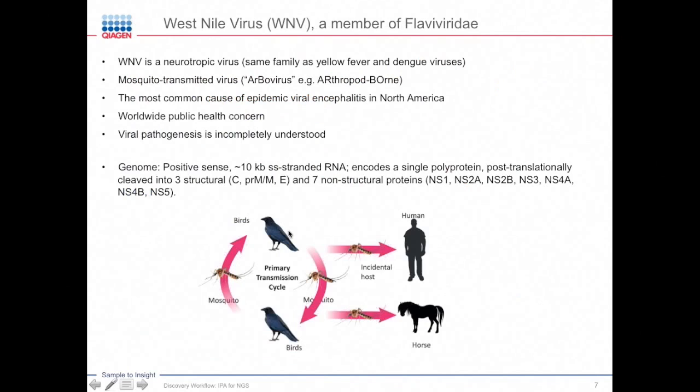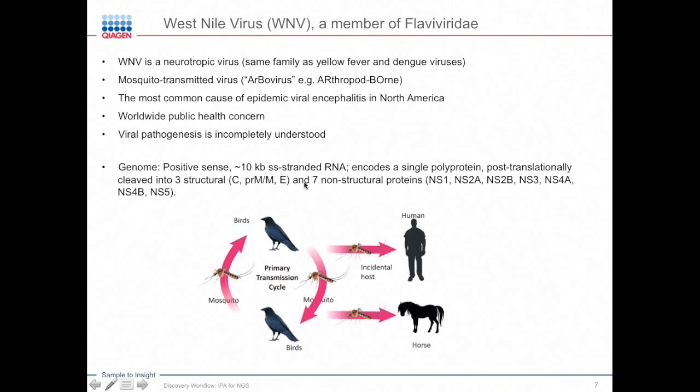Okay. So let's go into a little bit about West Nile virus. It's a member of the flaviviridae. It's a neurotropic virus. It's in the same family as yellow fever and dengue. It's an insect-borne virus. It causes encephalitis, viral encephalitis, around the world. It's not completely understood how that happens. There are some ideas, but it's not completely understood.